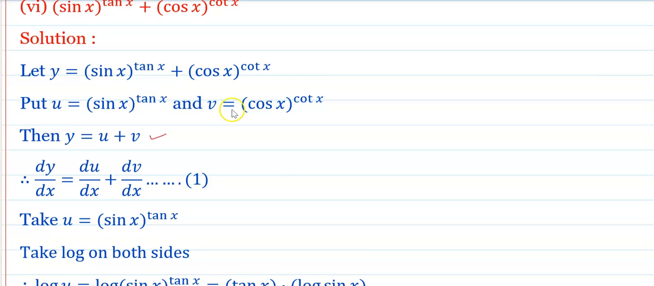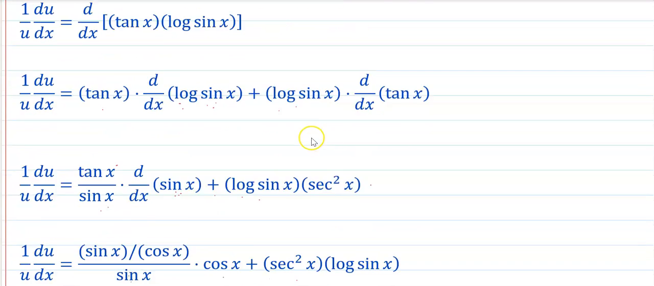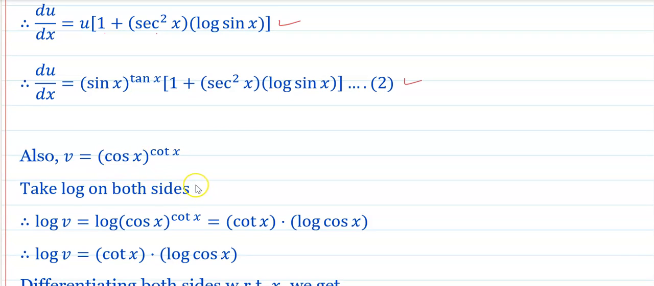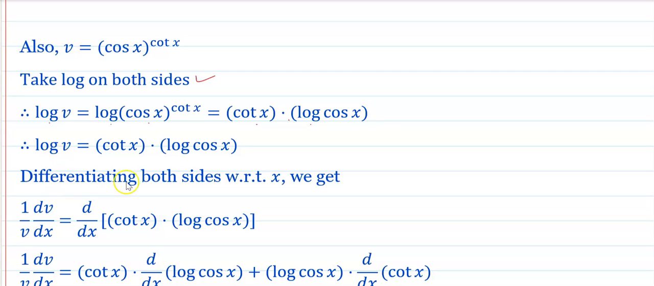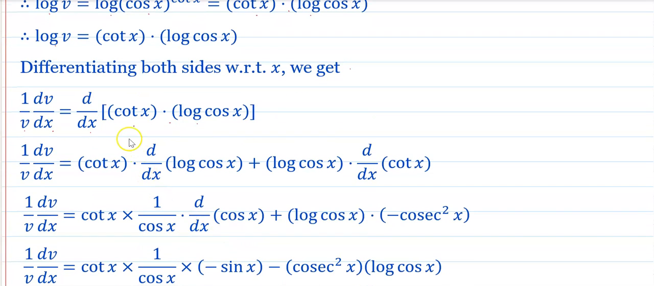What is v? v is equal to cos of x bracket is to cot x. Okay. Again take log on both sides. Therefore log of v is equal to log of cos of x bracket is to cot x. That is equal to cot x into log of cos x. Okay. Now differentiating both sides with respect to x. What is the derivative of log of v? 1 upon v into dv by dx is equal to d/dx of cot x into log of cos x. Cot x as it is, d/dx of log of cos x plus log of cos x into d/dx of cot x.